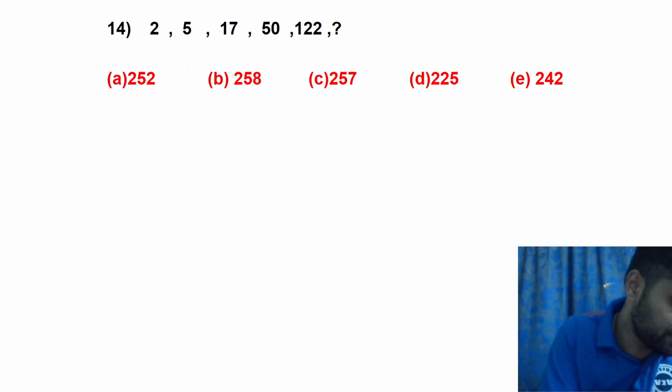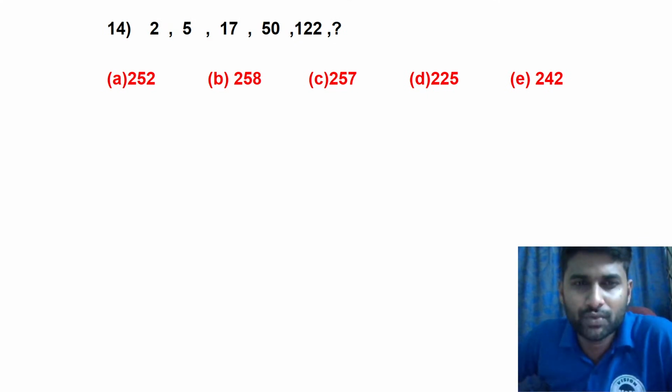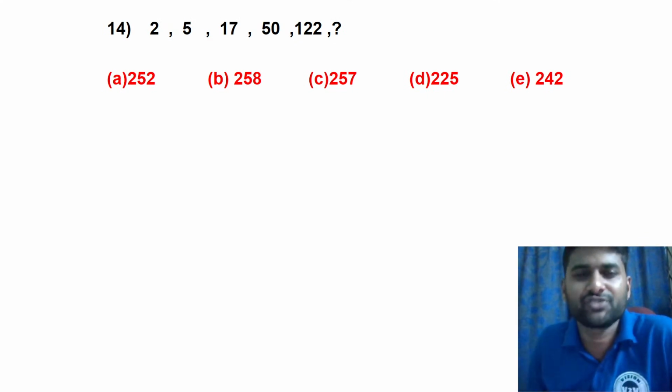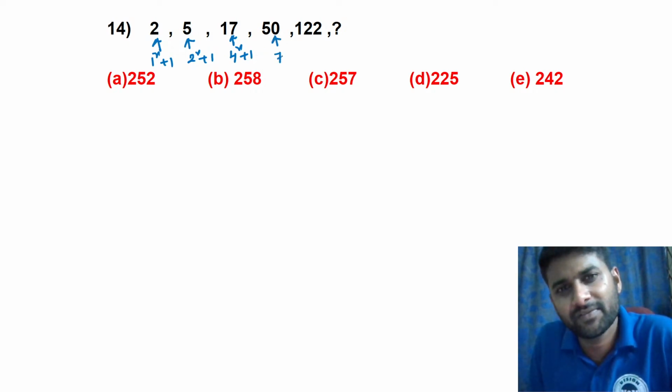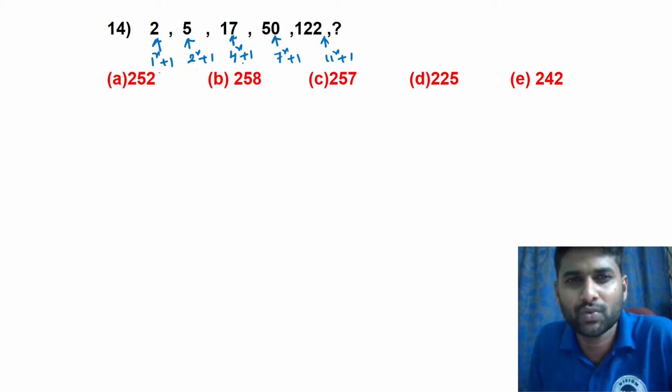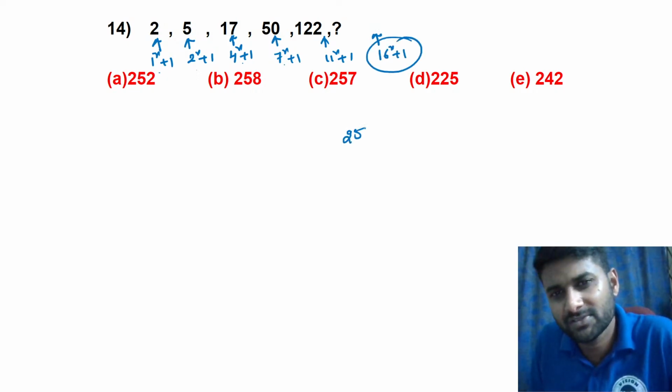Go through the next question. 2, 5, 17, 50, 122. See, each and every number is related to a perfect square. 1 square plus 1, 2 square plus 1, 4 square plus 1, this is 7 square plus 1, this is 11 square plus 1. See, 1, 2, 4, 7, 11, and the next number definitely is 16 square plus 1. So what is our answer? 256 plus 1 is equal to 257.